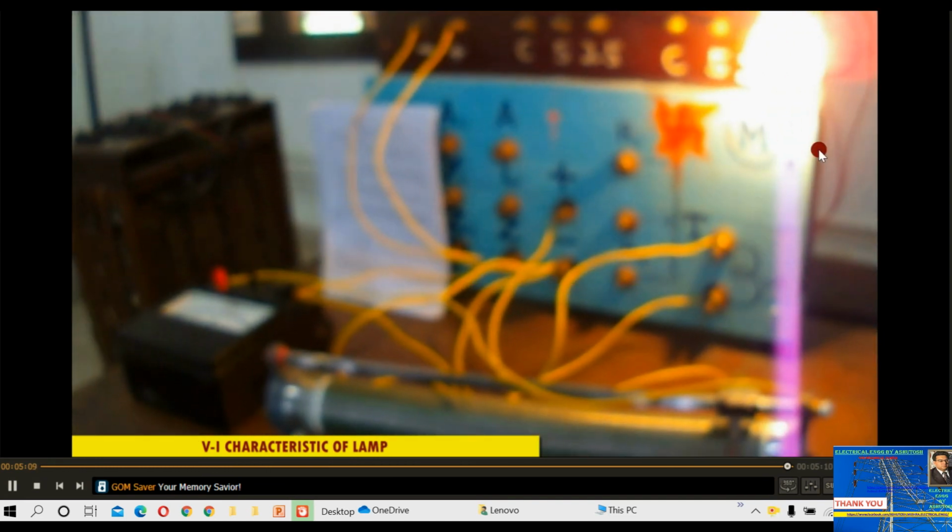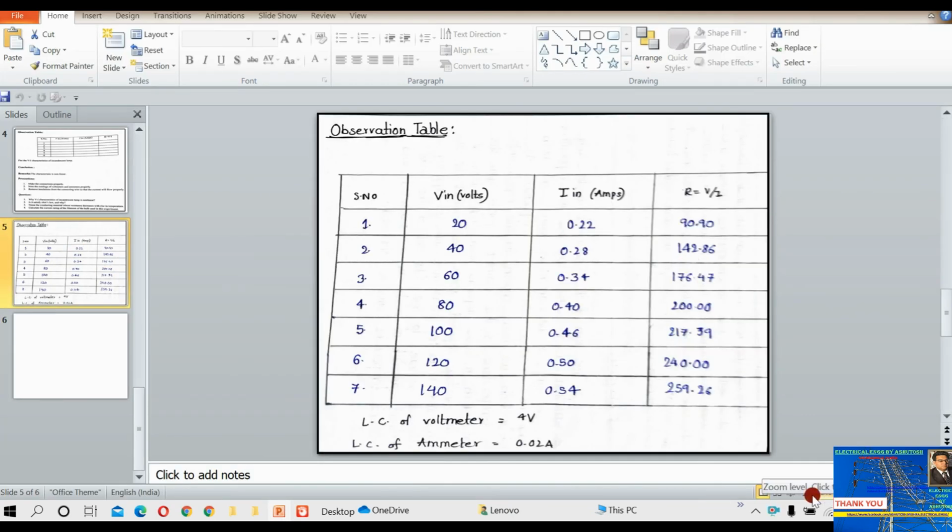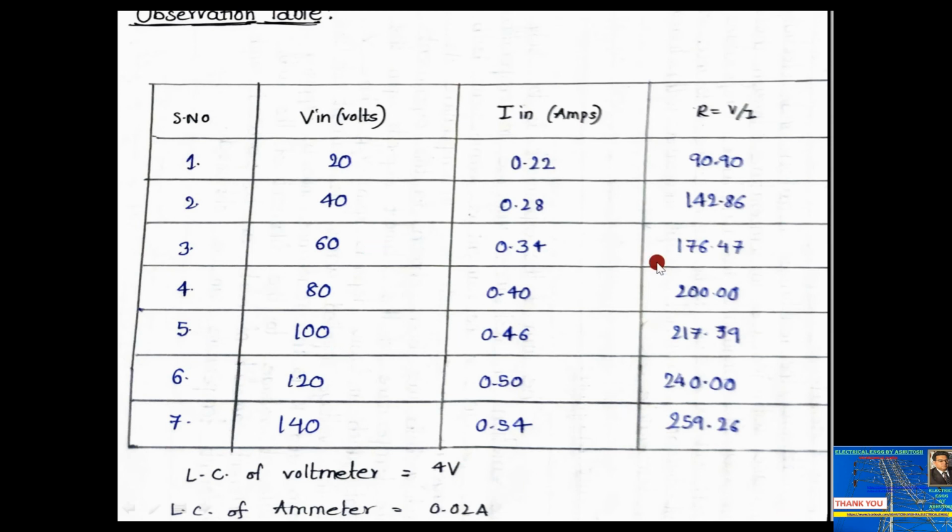So that is how we have to measure, and note down all the readings of voltmeter and current. In the slide you can see the observation table is drawn over here, and all the rows of the observation table have been filled in. See, 20, 40, 60, you can take readings like this. And then at last you have to calculate R by dividing V upon I.